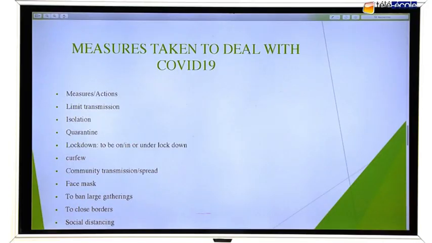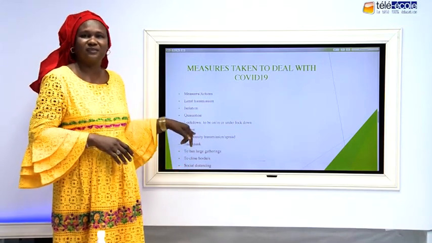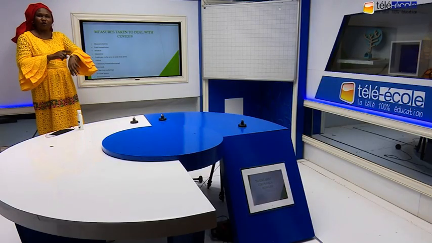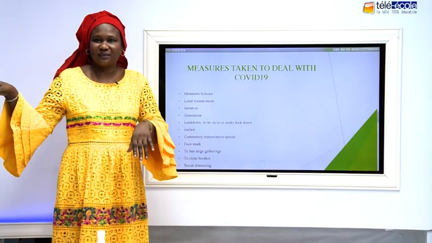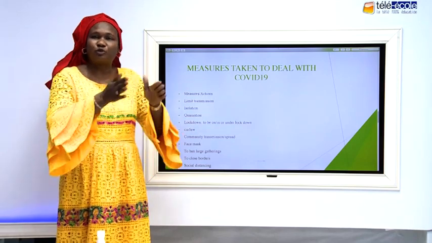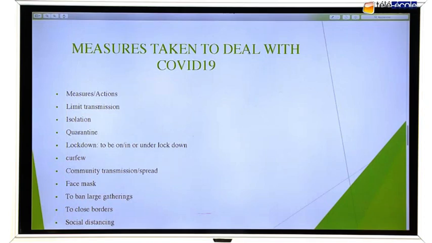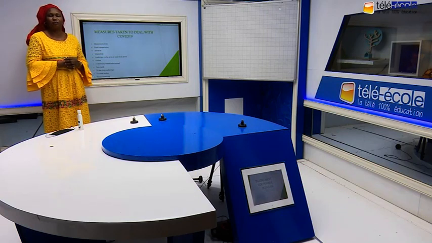And another word which can go with lockdown is curfew. Two months ago, there was curfew in Senegal. What's curfew? It means that at 8 o'clock, you can't go out. Policemen were there, and at 8 o'clock, you have to stay at home. This is curfew.